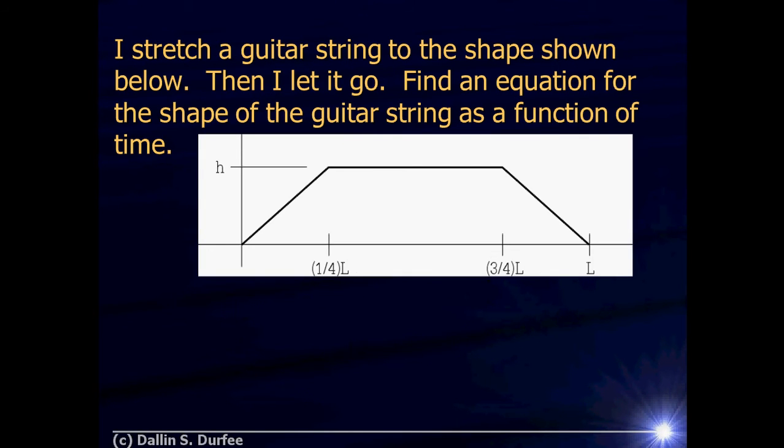Alright, I stretch a guitar string to the shape shown below, then I let it go. Find an equation for the shape of the guitar string as a function of time.